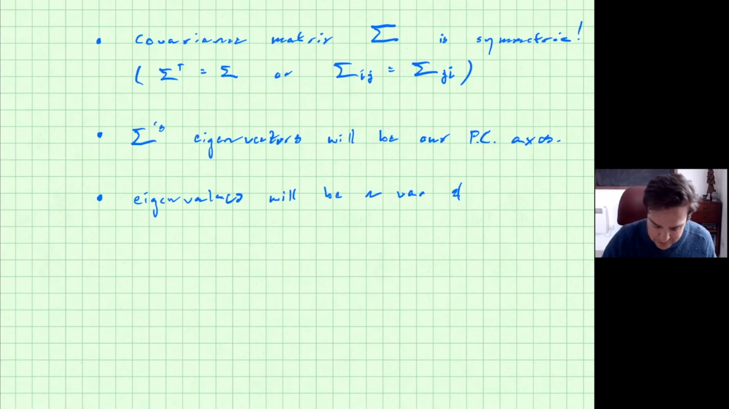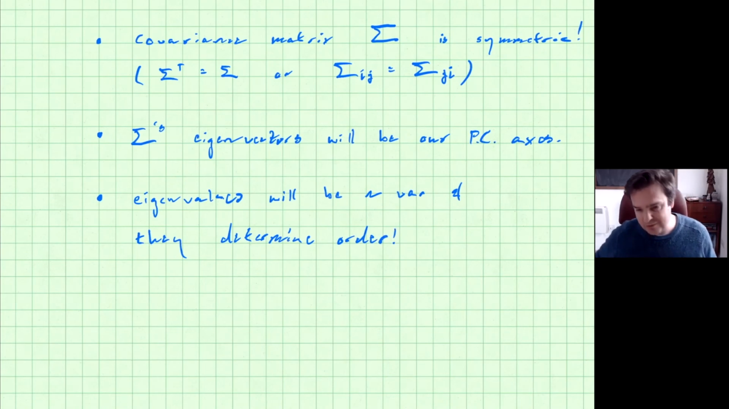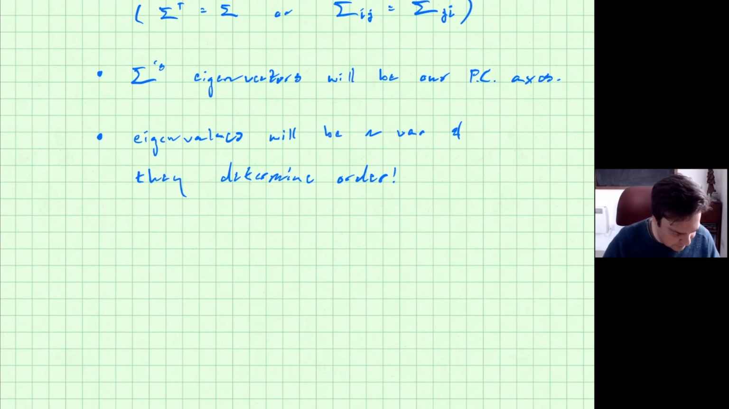And they will then determine order. The eigenvector that goes along with the biggest eigenvalue will turn out to be PC1, and so on. Again, we're going to go over this in more detail later.